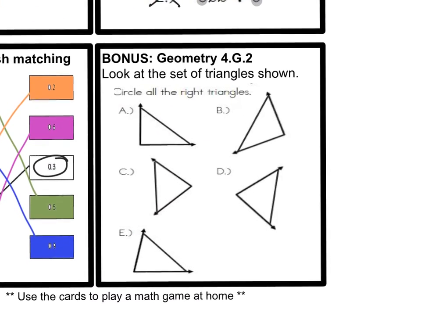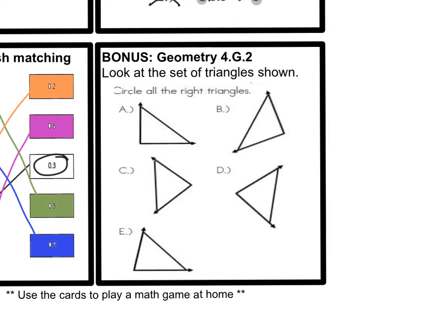Last but not least, look at the set of triangles shown. Circle all that are right triangles. For this, you may want to use a corner piece of paper in order to solve this. But I can see that A is a right triangle because I'm looking for that 90 degrees, which is a right angle. So A is correct.